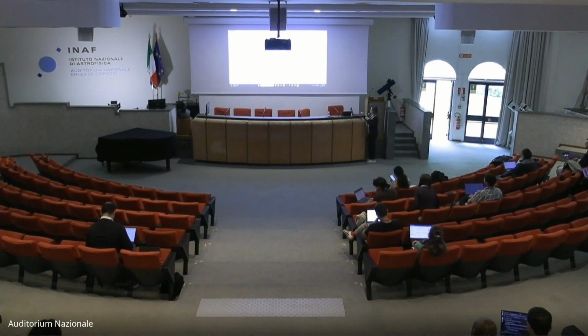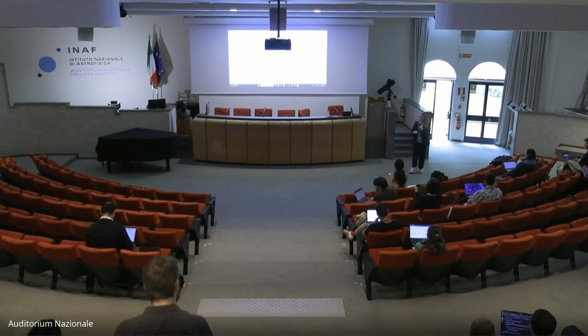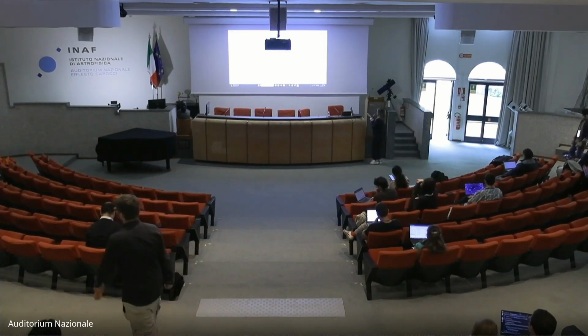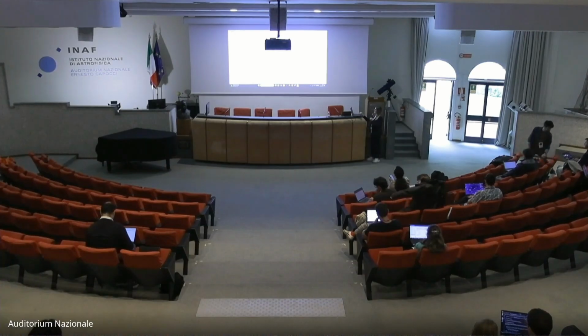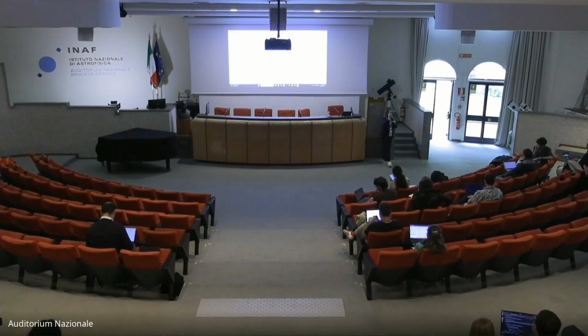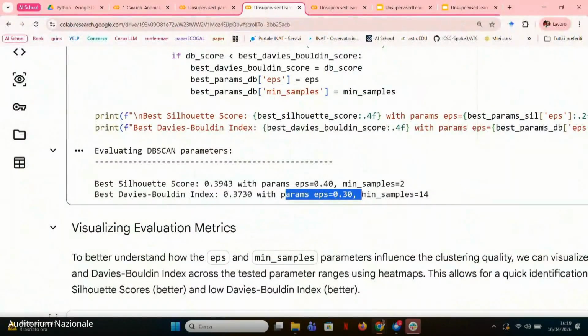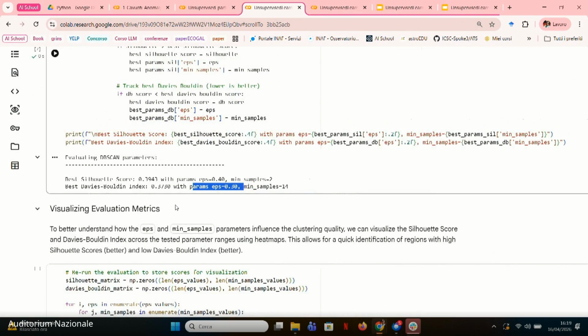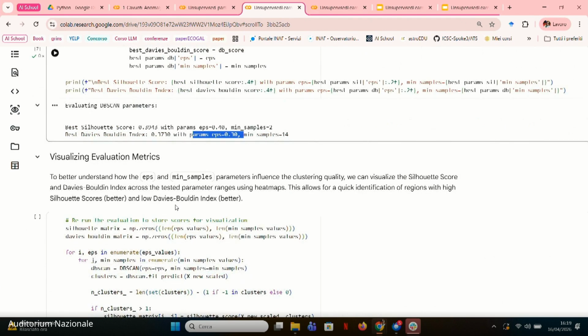Yeah, it is a problem, the Zoom, when I have to show you the plot. So, okay, I can change this visualization every time. And the best Davies-Bouldin index is 0.37 with the parameters 0.3 and min samples. So, as you can see, the parameters could not be the same, and we have to see if these are good parameters and how the DBSCAN at the end clusters our data.